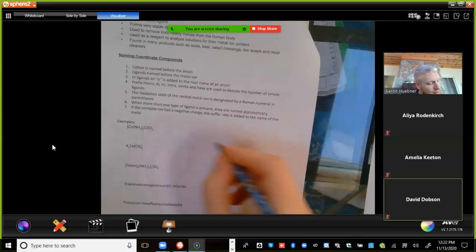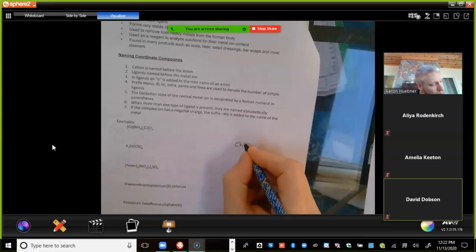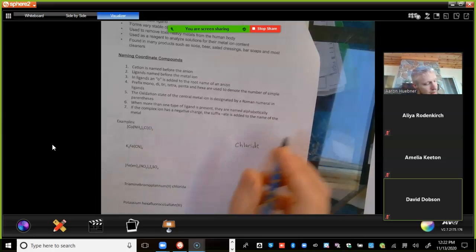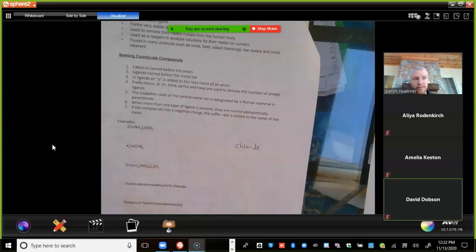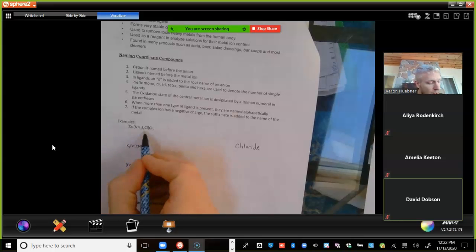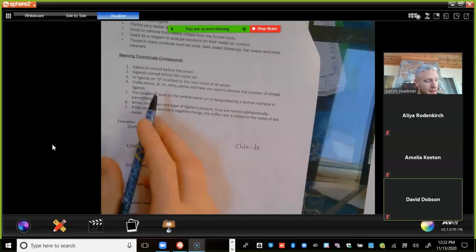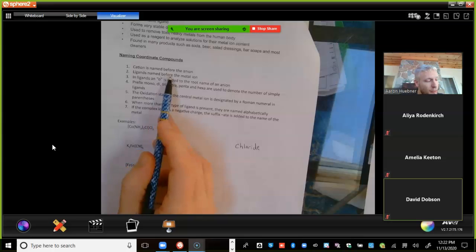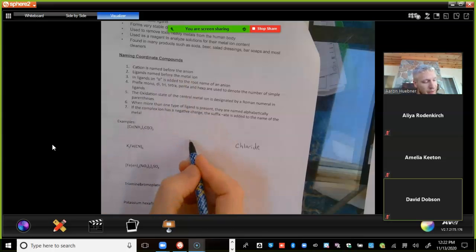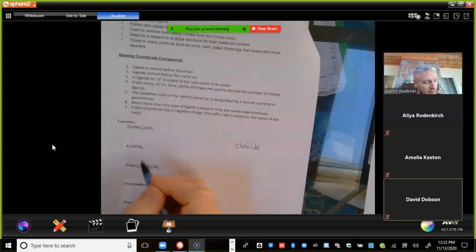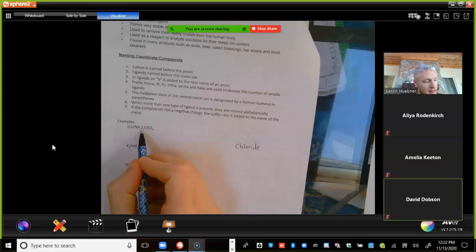So I'm going to put this right here, chloride, because that's the second part. You just change the ending to IDE, chloride. All right. So now we've got to figure out the name of this complex ion. It says ligands are named before the metal ion. So that means cobalt is going to be named last in this complex ion. We're going to have to name the amines and the chlorines first.